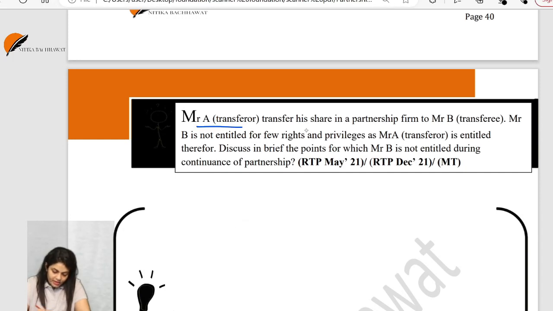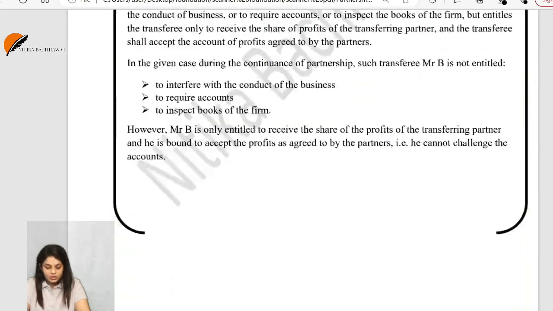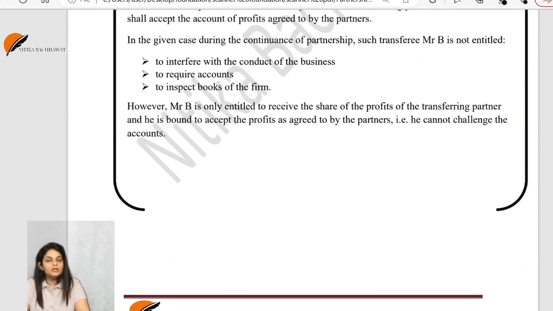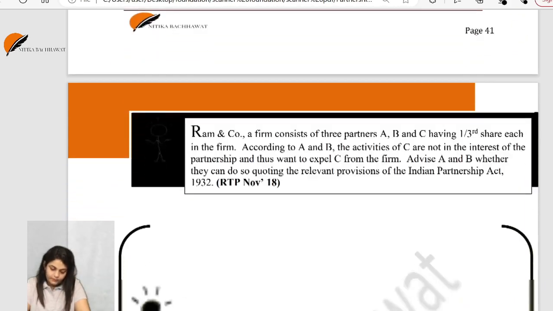Mr. A, a transferor, transfers his share in a partnership firm to B. Mr. B is not entitled to a few rights and privileges. Discuss in brief. So, what will be the rights of Mr. B? He will get his share of profits. He cannot take part in the business of the firm. He cannot check, inspect, and copy the accounts of the firm. On dissolution, he will get his share, and to determine his share, he will be given a statement of affairs as on that day. Right?